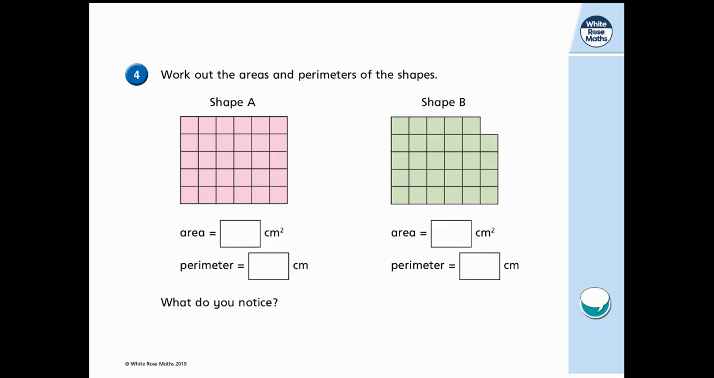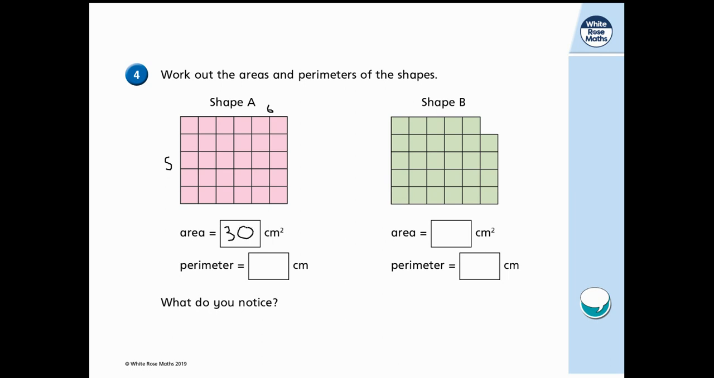Now what I want you to do is have a go at these two shapes, which are not necessarily rectangles, but here you can use the squares to help you. So pause the video and have a go. Okay, so hopefully you've had a go. So here, the area, we've got 1, 2, 3, 4, 5 squares by 1, 2, 3, 4, 5, 6. So the area is 5 times 6, which is 30.